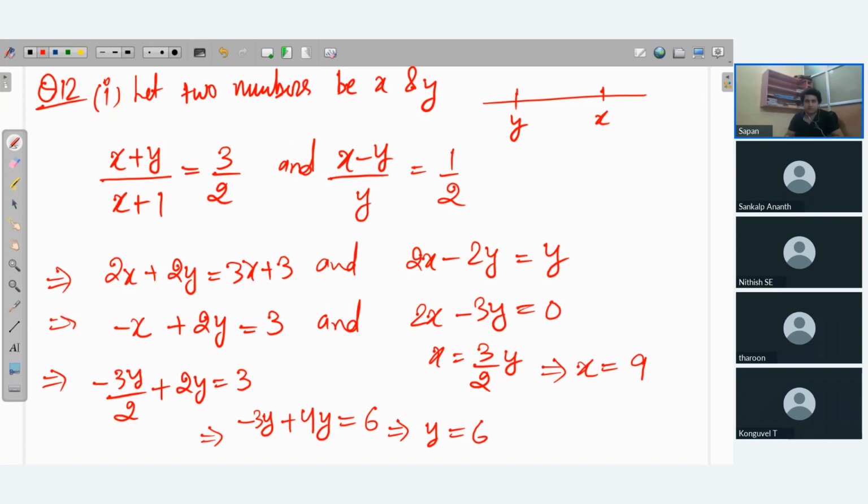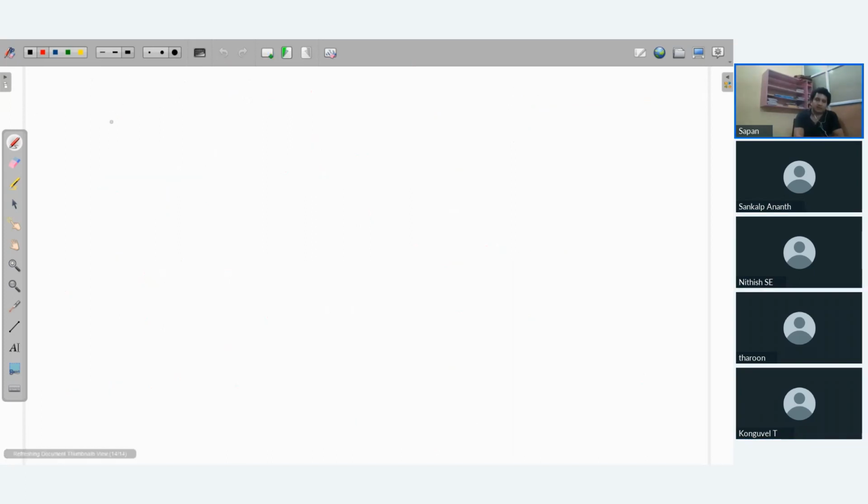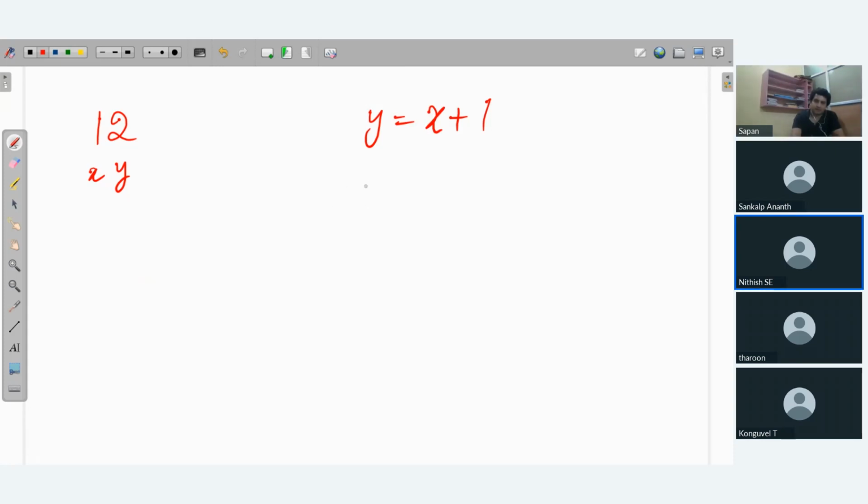Even you can form questions of this form. First, you can take the number and then play around with it. For example, let's say the number I want is 12. So we say x and y. The question is y is equal to x plus 1, right? Yes. y square plus x square is 5. Find the numbers. That's all.